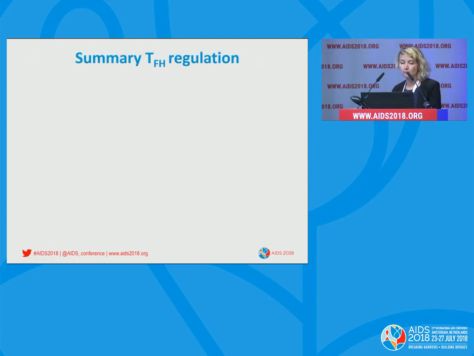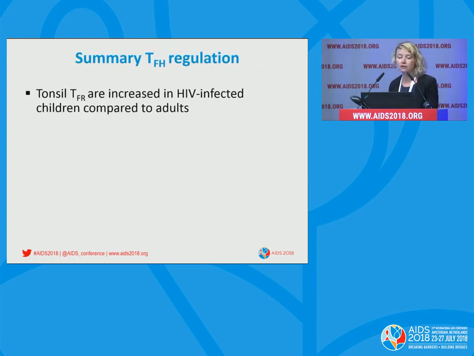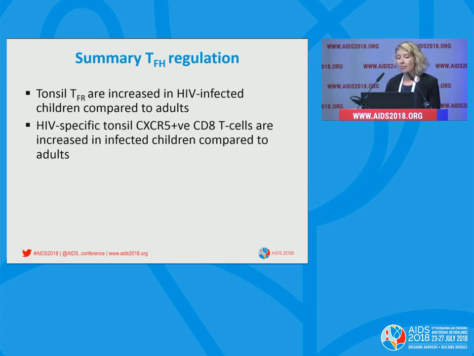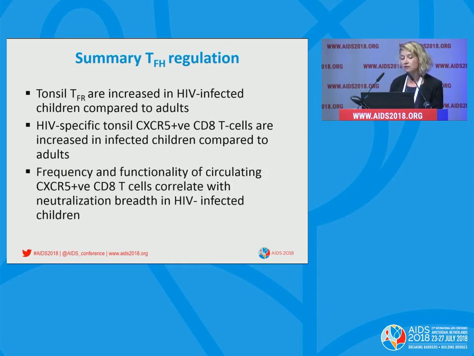So to sum up the second part, tonsil follicular regulatory cells are increased in HIV-infected children compared to adults. HIV-specific tonsil follicular CD8 T cells are increased in infected children compared to adults, and the frequency and functionality of circulating follicular CD8 T cells correlates with neutralization breadth in HIV-infected children.